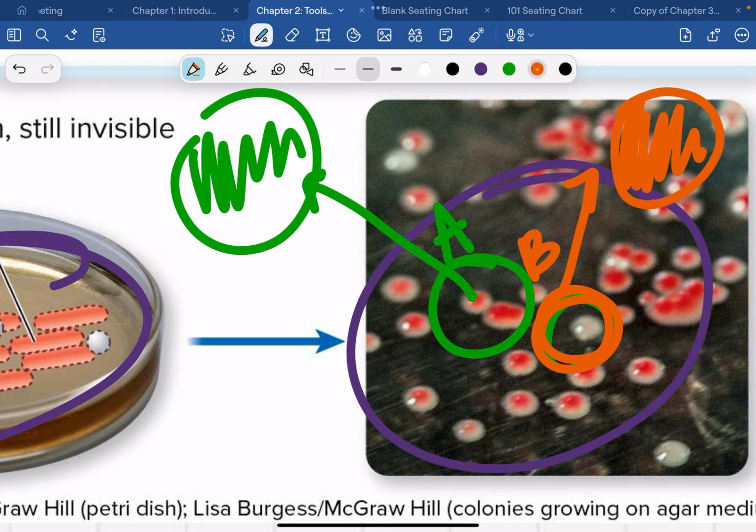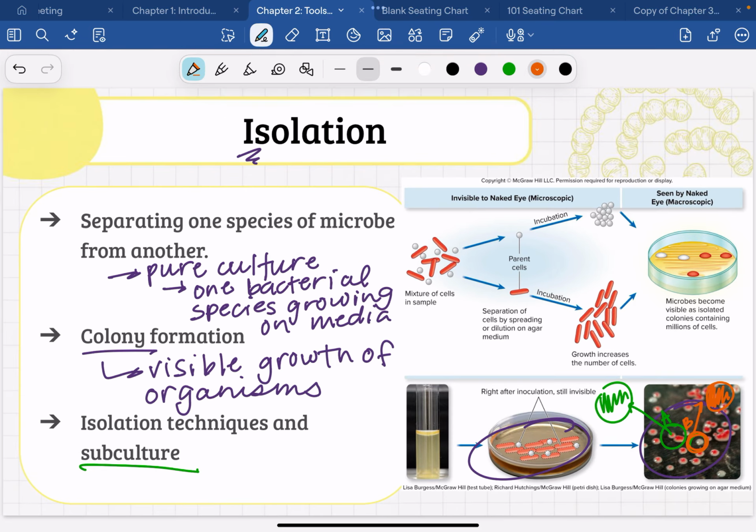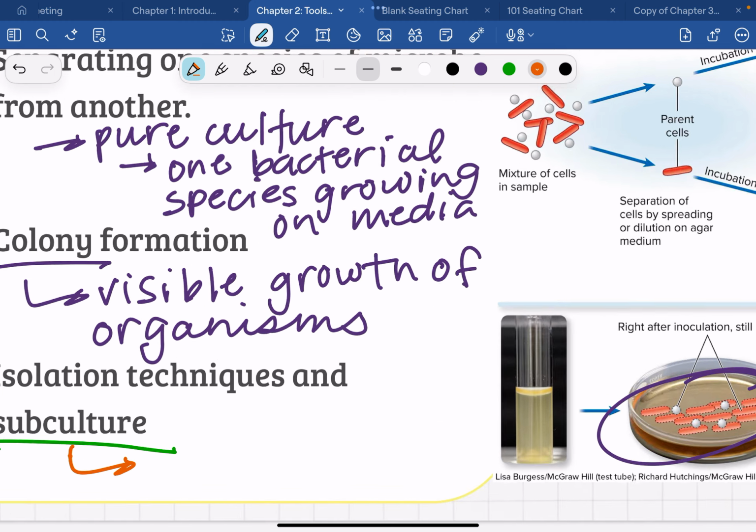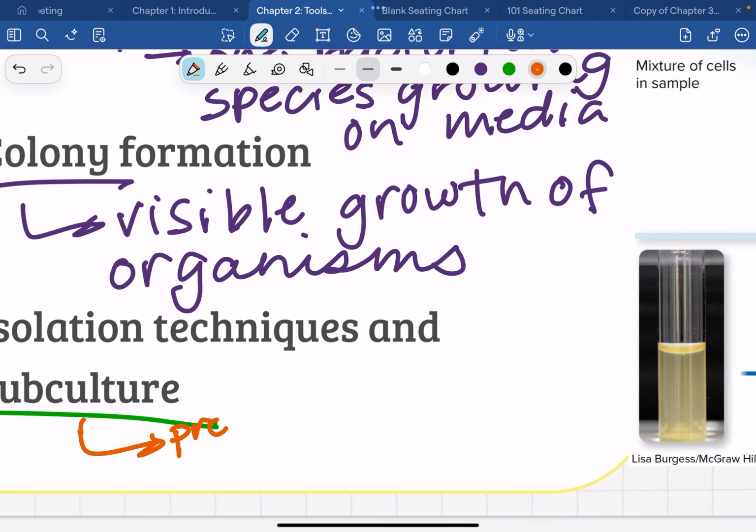All right, and what we're going to be left with at the end of this is two pure cultures, a pure culture of A and a pure culture of B, that we can then do what we need to do with. Okay, so that's what subculture is. It's the process of separating organisms.